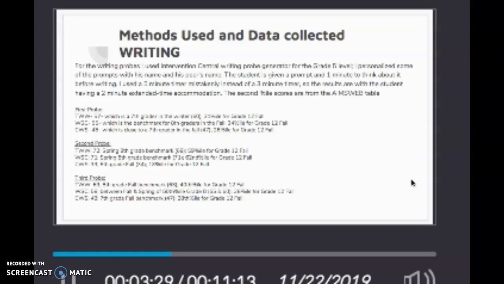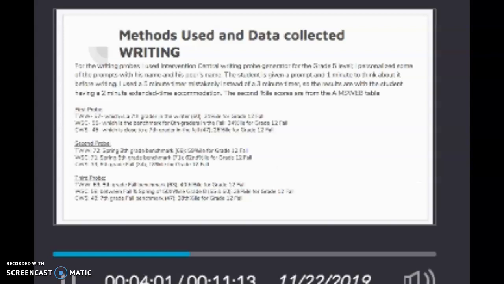The student is given a prompt and 1 minute to think about it before writing, and they were supposed to have a 3-minute timer, but somewhere along the way I got in my head that a 5-minute timer was okay. So these results are with a 5-minute timer. I did score him on total words written, words spelled correctly, and correct writing sequence.